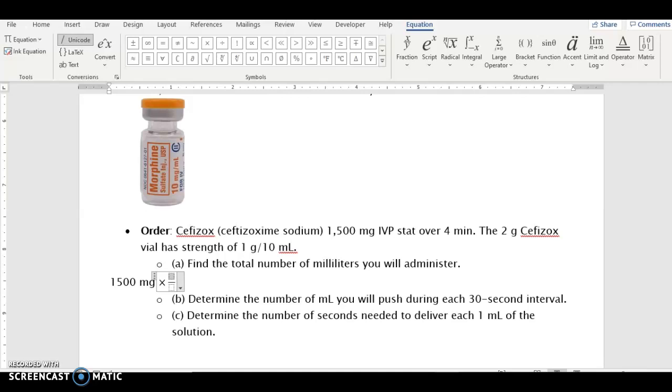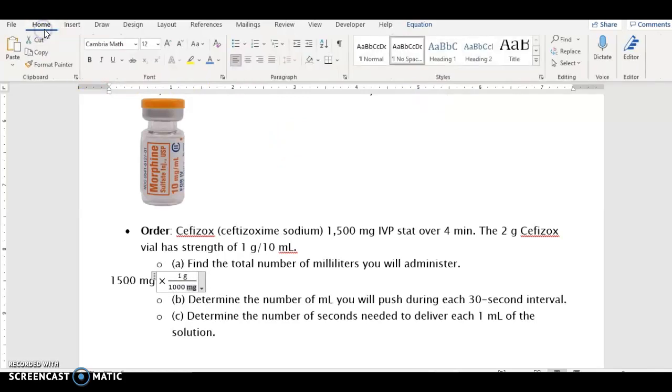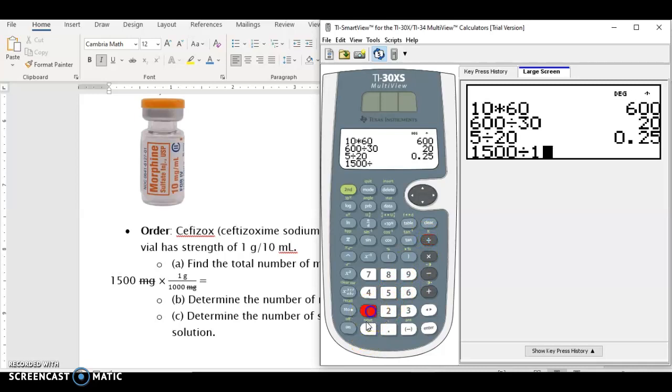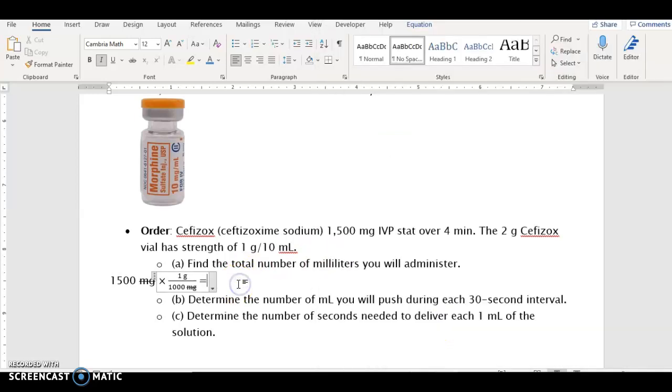Okay, so we know that in 1 gram we have 1,000 milligrams. So we're basically going to take 1500 and divide by 1,000 to go from milligrams into grams. So 1500 divided by 1,000 is equal to 1.5 grams.